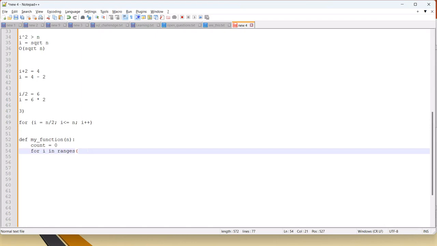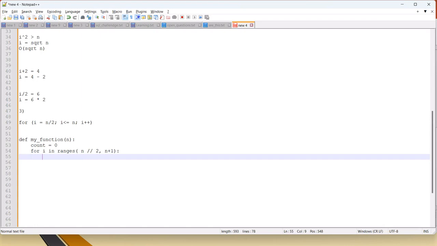Now we will write the same in Python. In the range we have to put 2 slashes for the division here, and then we'll say n plus 1, because less than or equal to is there, no? So that's why n plus 1.